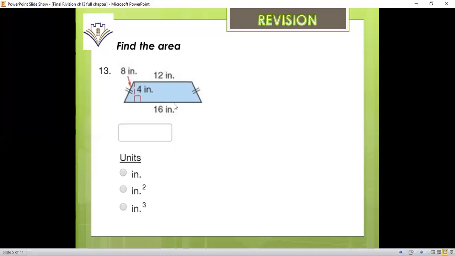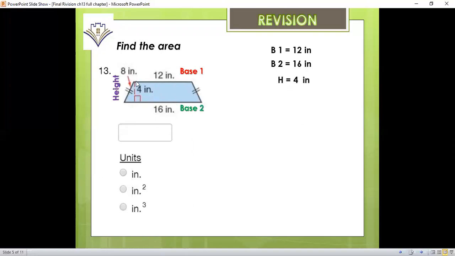Look at this graph firstly. 12 inch is base 1, and base 2 is equal to 16 inch. And the height here is 8 or 4? The height should be perpendicular, not 8. The height is 4.